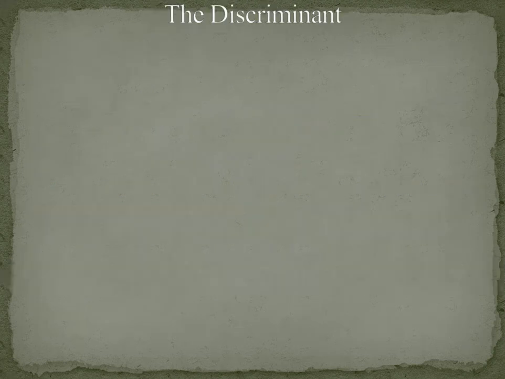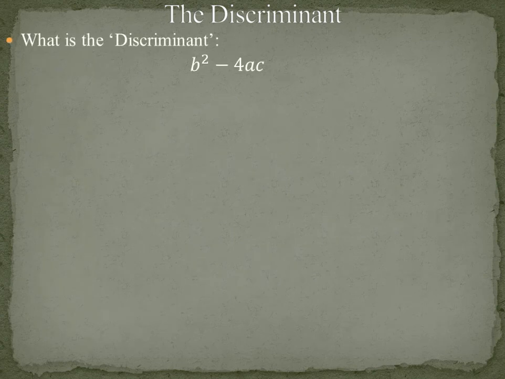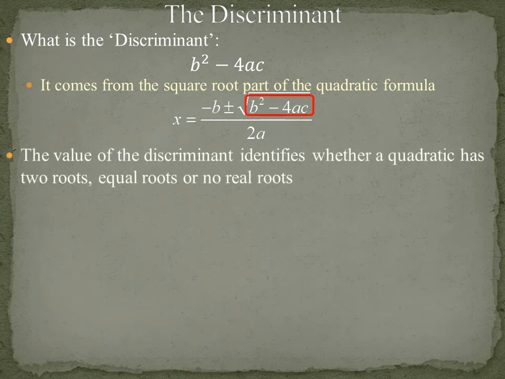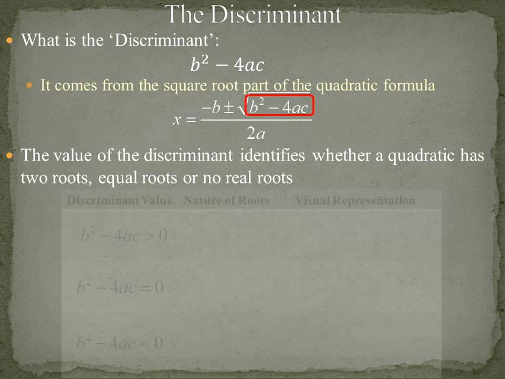The discriminant, again, this topic we'll cover in more depth in a separate video, but just as an overview, what is the discriminant? Well, it's b squared minus 4ac. Very important part, and I'm telling you now, you're going to use the discriminant a lot within Higher Maths, and it's an important concept for Higher and beyond. It comes from the quadratic formula, the square root part, and it's very useful for identifying whether a quadratic has two roots, equal roots, or no real roots.